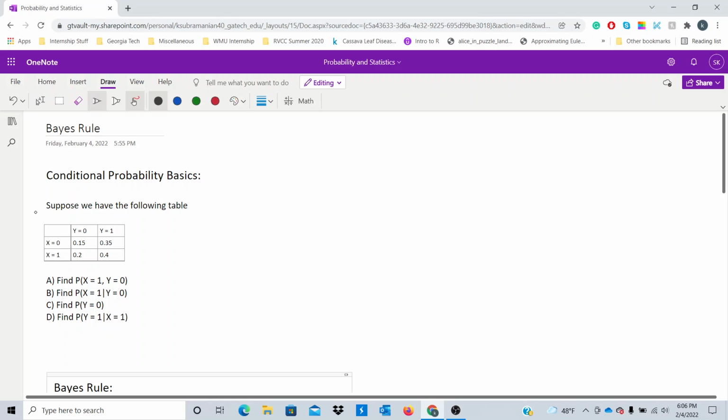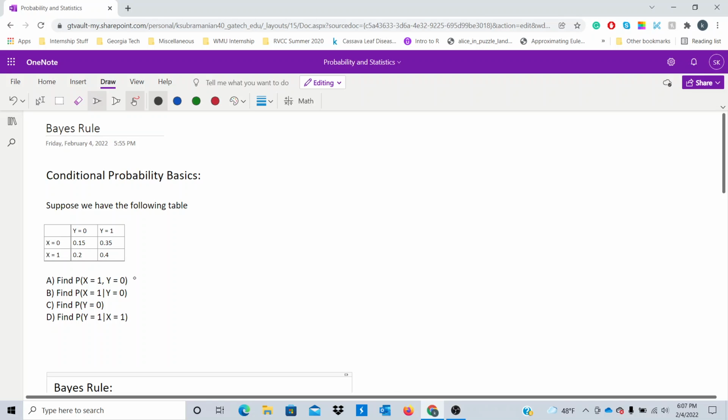In this example, suppose we have the following table. We have two random variables, x and y. The value of random variable x can be 0 or 1, and the value of random variable y can be 0 or 1. In other words, x and y are both binary random variables. These cells contain the probabilities of x equaling 0 and y equaling 0, x equals 0 and y equals 1, and so on. This is the probability in which x equals 1, y equals 0, etc. Given this information, let's find the following pieces of information.